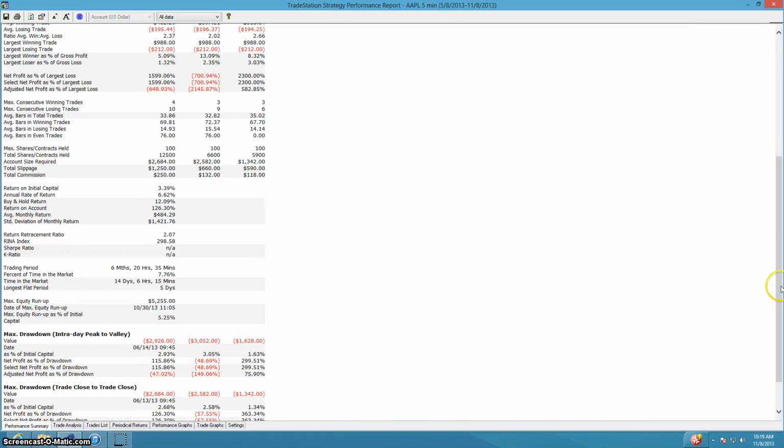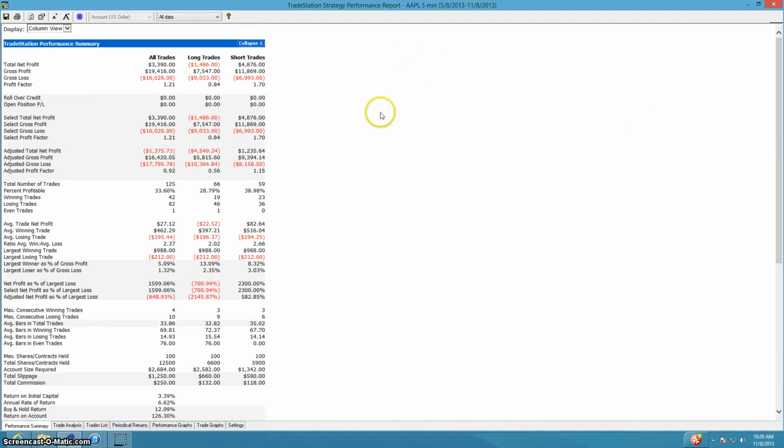I'll start here on the performance summary page. As you can see, in that 6-month stretch, we would have profited roughly $3,300. And what's cool is when you look at how many trades, this is over a 125-trade stretch, we were only right on 42 of those trades. So 33% of the time we won, and the rest of the time we lost, but we still made money.